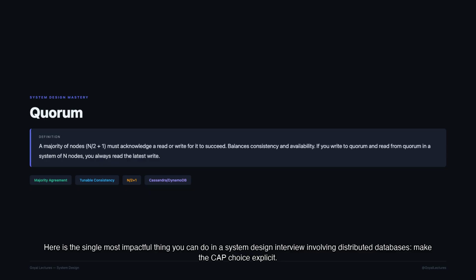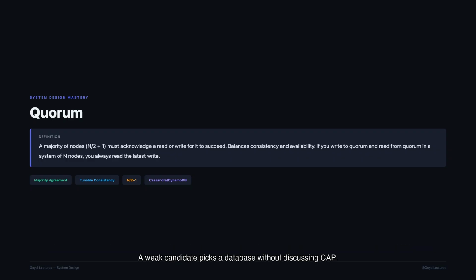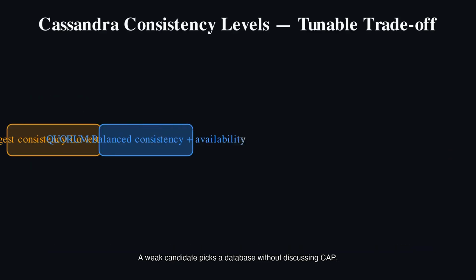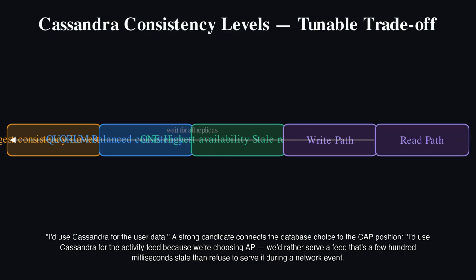Here is the single most impactful thing you can do in a system design interview involving distributed databases. Make the CAP choice explicit. A weak candidate picks a database without discussing CAP: I'd use Cassandra for the user data. A strong candidate connects the database choice to the CAP position: I'd use Cassandra for the activity feed because we're choosing AP. We'd rather serve a feed that's a few hundred milliseconds stale than refuse to serve it during a network event. We can accept eventual consistency here.